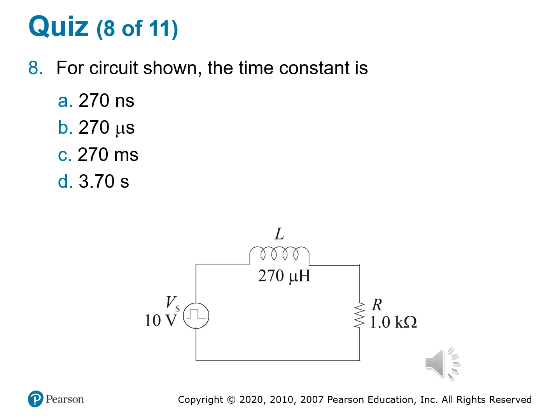Question number 8 for the quiz. For the circuit shown below, the time constant is what? A, 270 nanoseconds, B, 270 microseconds, C, 270 milliseconds, or D, 3.7 seconds. Go ahead and pause the video now. All right, if you're back, the correct answer listed is 270 nanoseconds.